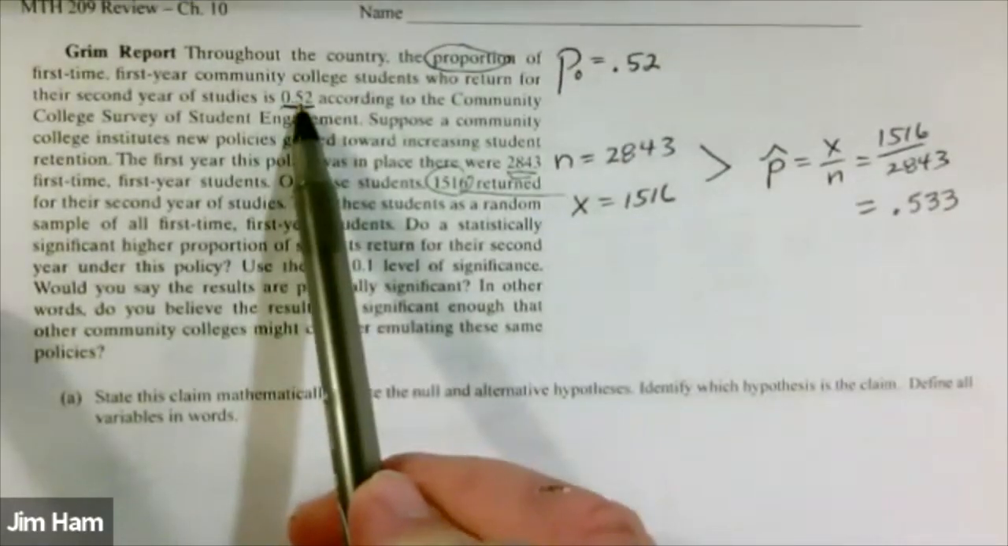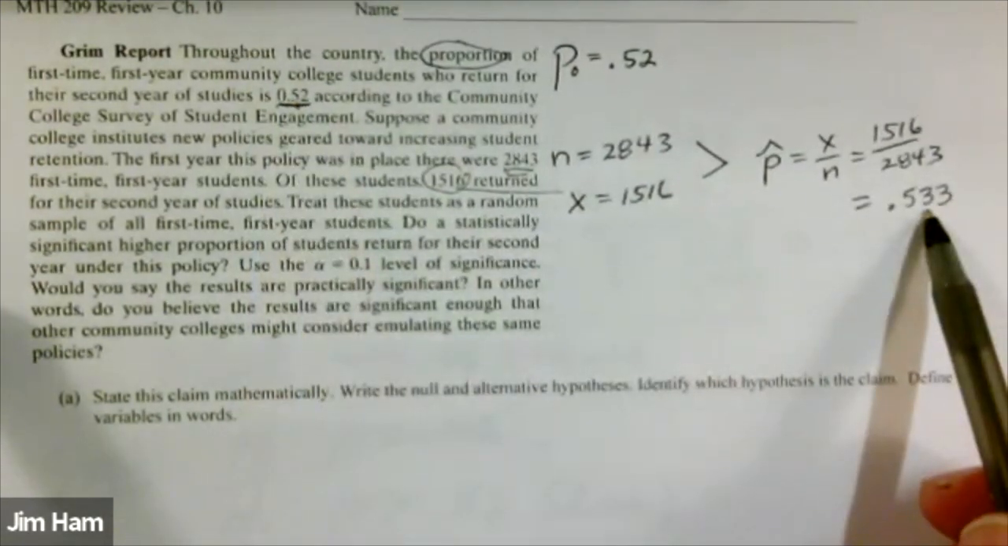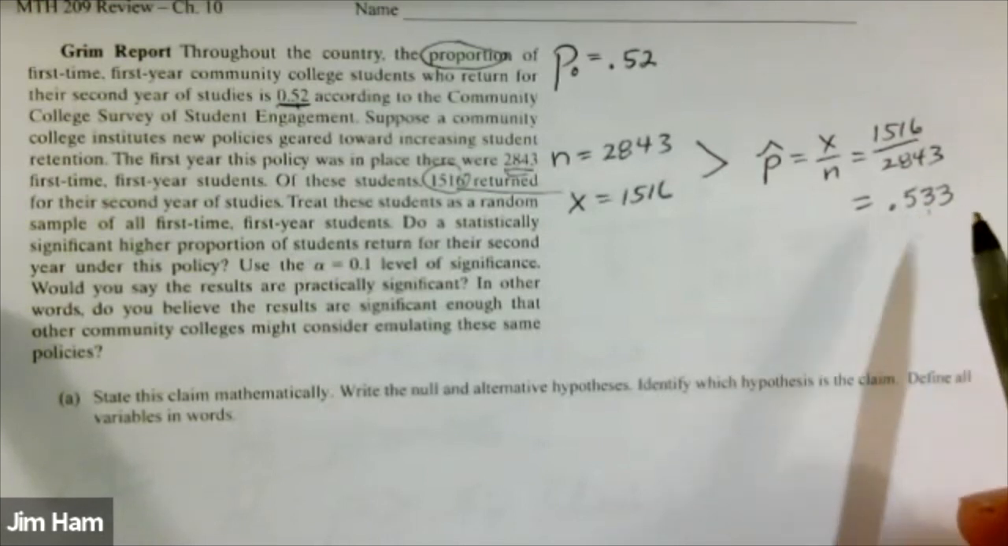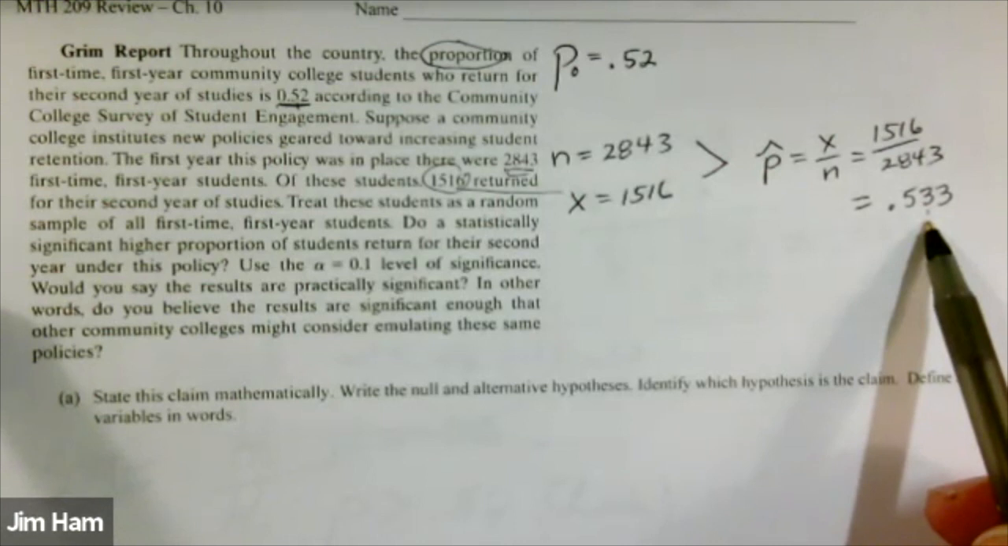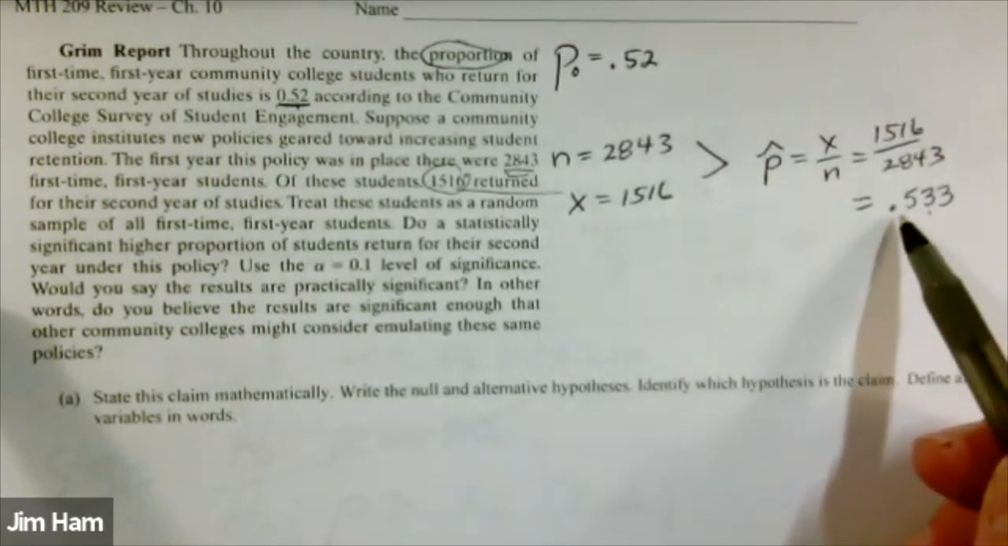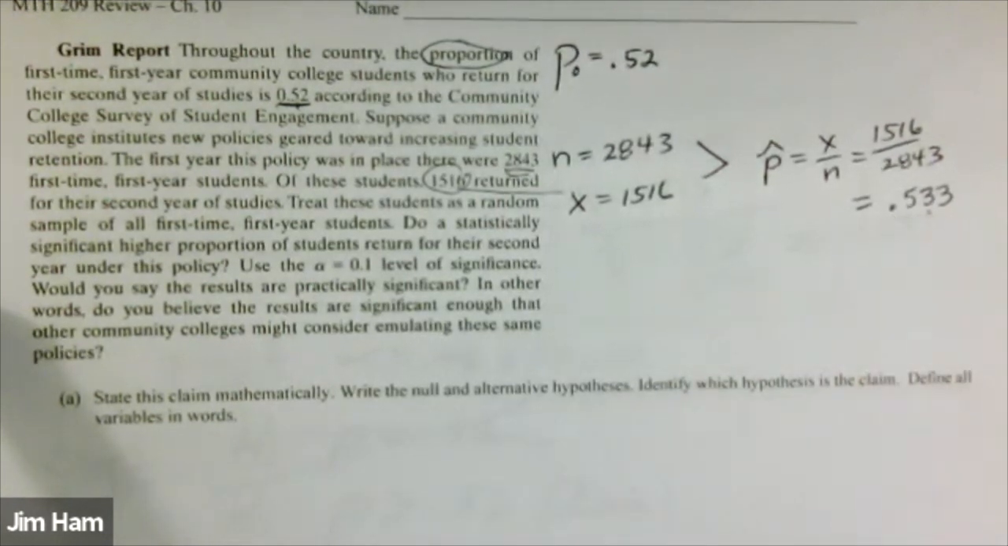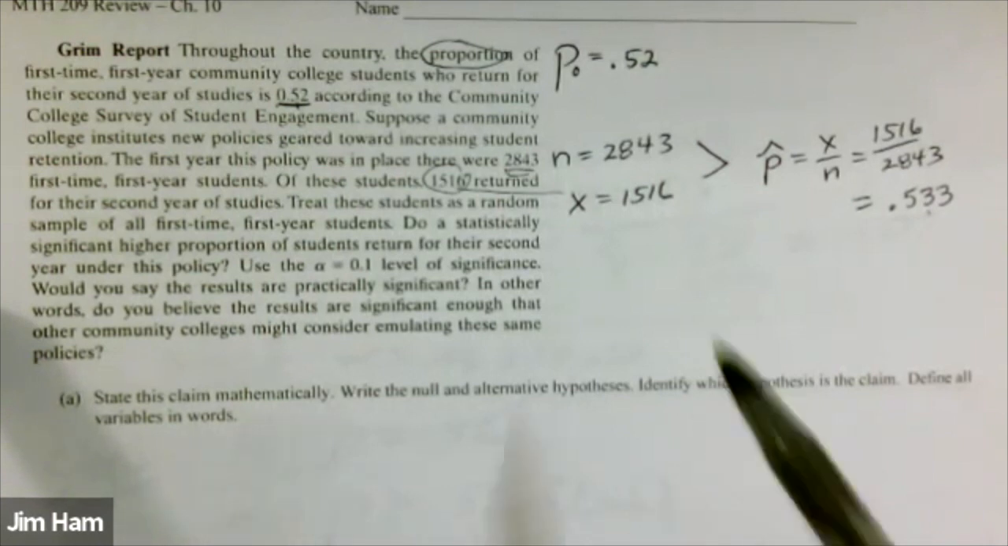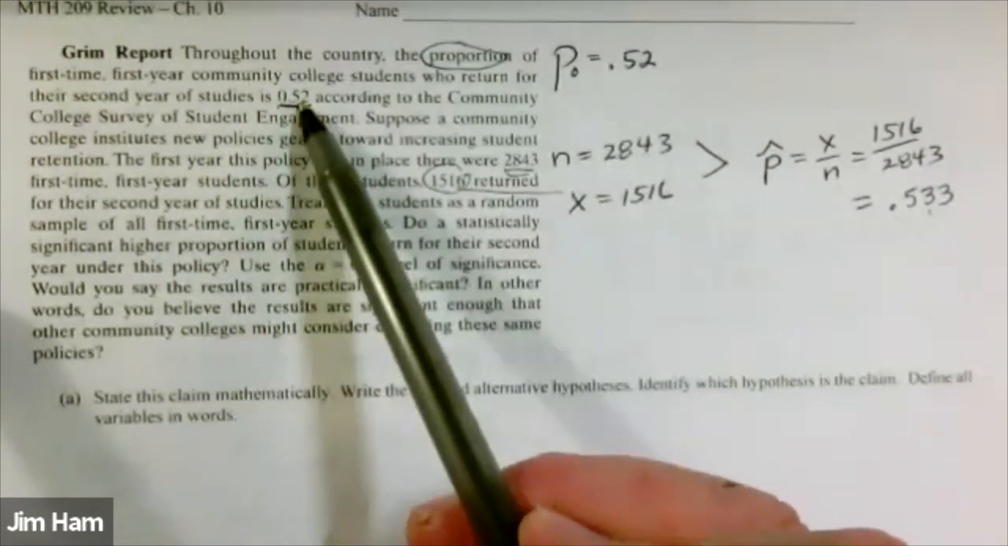So the national average is that 52% will return in the second year, and what this college found is 53%. It looks like the college's retention rate is a little bit higher than the national average of 52%. The question is, is it significantly higher? Because in order to throw away the random sampling variation notion, we have to have a sample result that's significantly larger than the national average in order to show evidence for the claim.